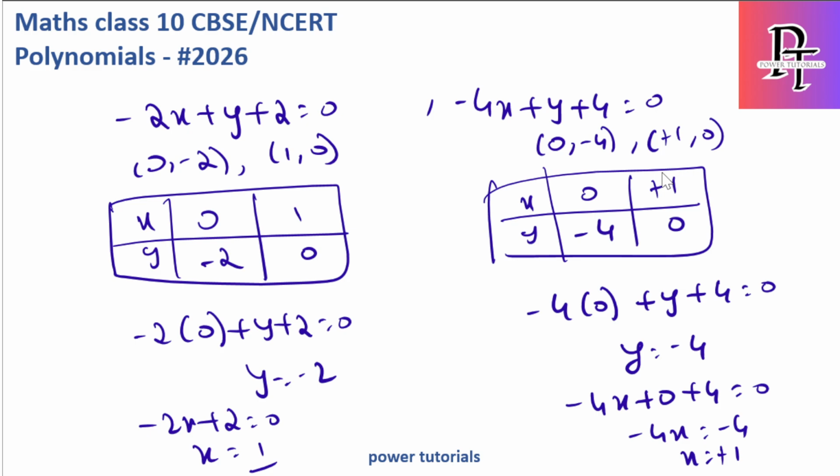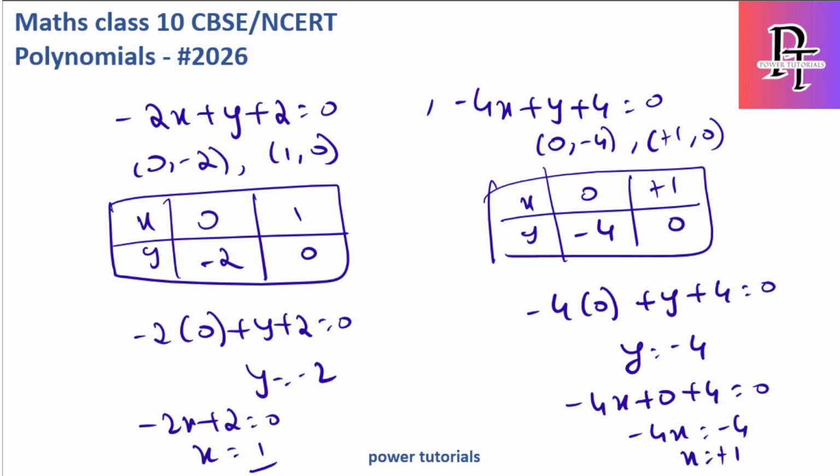Okay, now we have only these points. Now let's plot it again, which is minus 1 comma minus 2, x is 0, 0 comma minus 2, 1 comma 0, and the second line is minus 4 comma 0, 0 comma minus 4 and 1 comma 0. So you can see both these two lines are intersecting at one point, which is 1 comma 0.